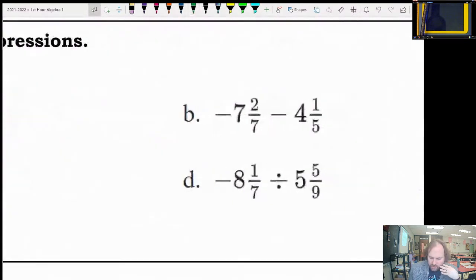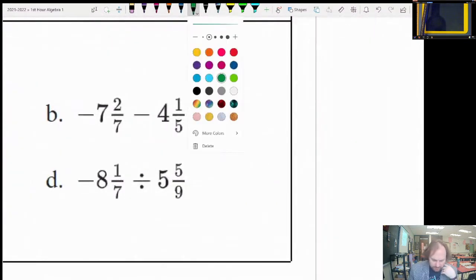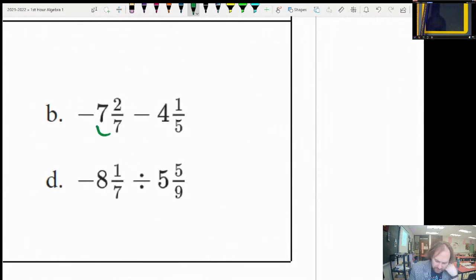Question C, you've got a subtraction problem here, but now we have different denominators. This one's going to take a little bit of space, I think. Let's start by doing 7 times 7 is 49. 49 plus 2 is 51 over 7. Minus 5 times 4 is 20. 20 plus 1 is 21 over 5. And let's make that a negative out in front there, too.